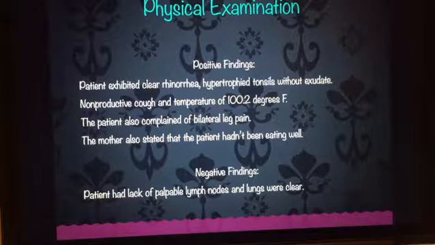On physical examination, the mother stated that the patient was on ibuprofen and acetaminophen as needed for his pain and fever, but today his positive findings were that he exhibited clear rhinorrhea. He had hypertrophied tonsils with exudate, a non-productive cough, and a temperature of 100.2 degrees Fahrenheit. The patient also complained of bilateral leg pain. The mother also stated that the patient hadn't been eating well. Some negative findings on the physical exam were a lack of palpable lymph nodes, and his lungs were clear.